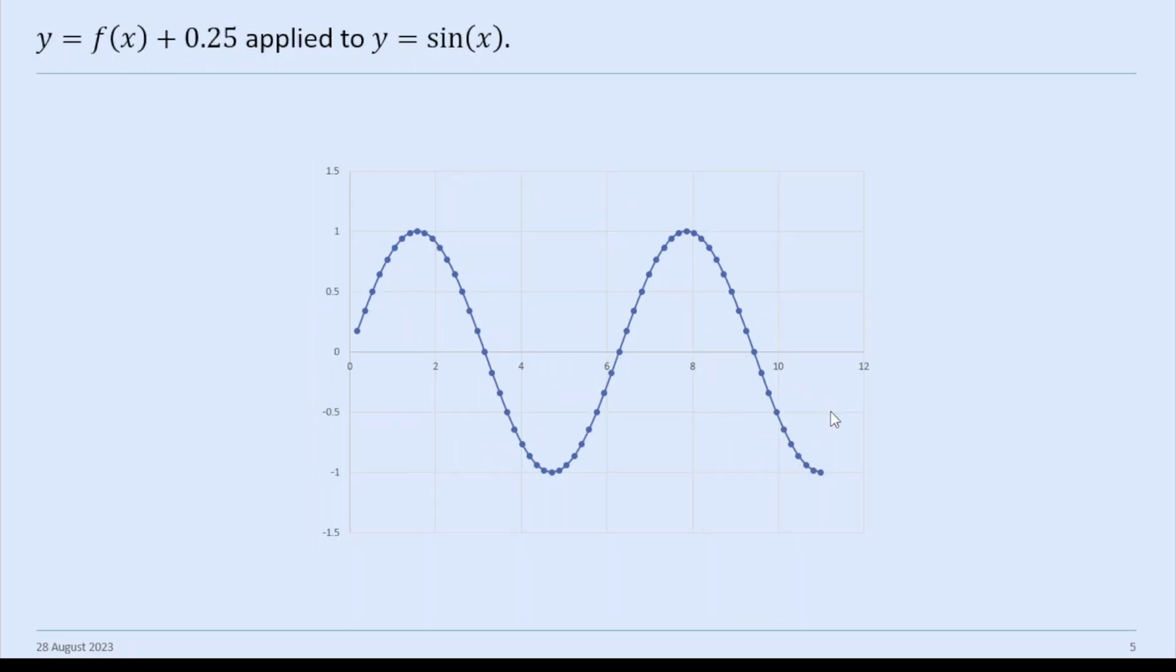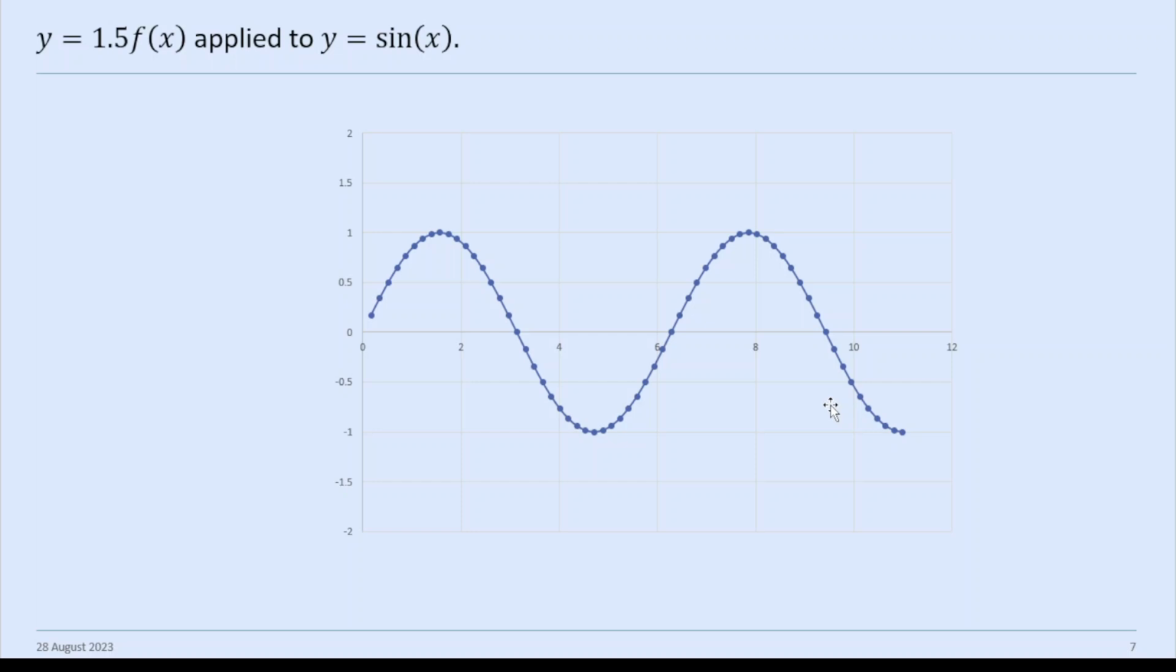So this is y equals sine x, and we're going to look at y equals f of x plus 0.25. So y equals sine x goes from minus 1 to 1. Add on 0.25, it looks like this. This is the new curve. It's just all moved up by 0.25, a quarter.